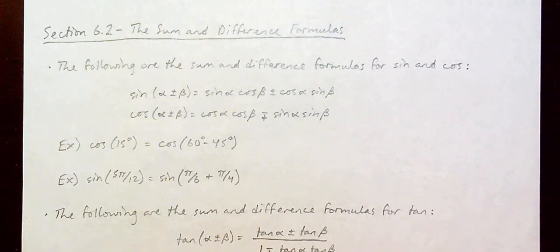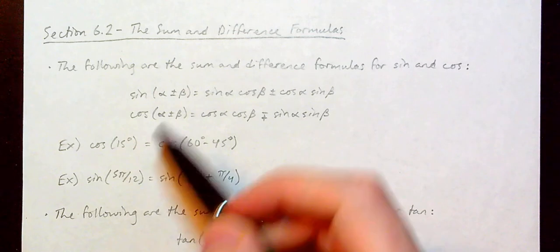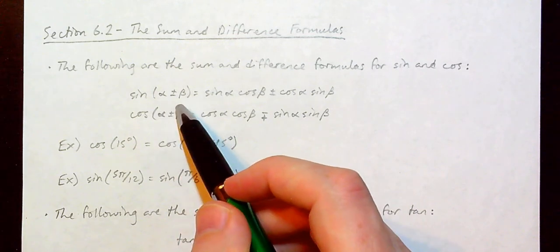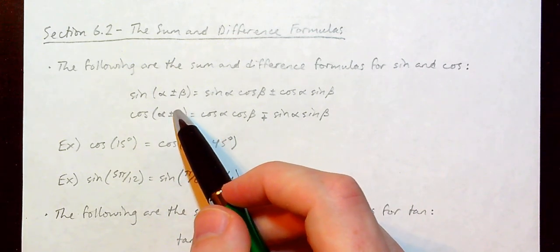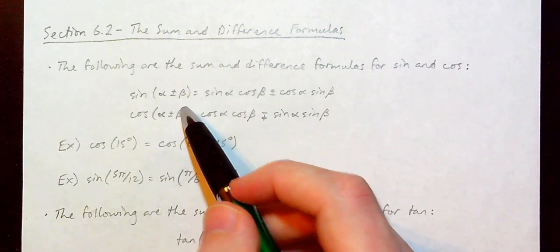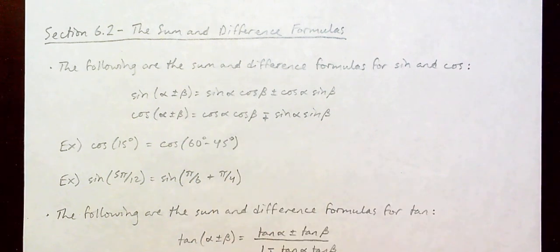So let's get right into the sum and difference formulas for sine and cosine to start with. If you have two angles, alpha and beta, the sine of alpha plus or minus beta is equal to sine of alpha times cosine of beta plus or minus cosine of alpha times the sine of beta.